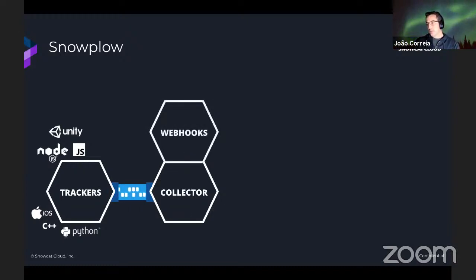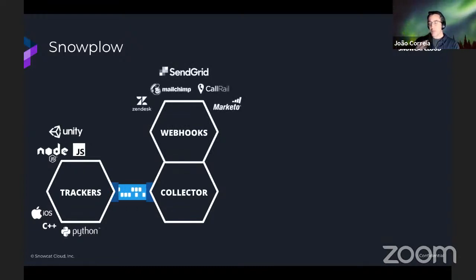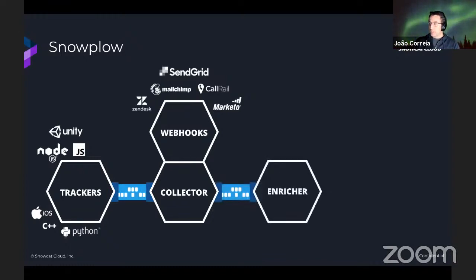Tied to the collector, we also have webhook support. Snowplow enables you to receive events not just from their own trackers, but also from third parties. So if you want to post an event with a particular payload, you can. And this happens in near real time. Snowplow is by nature a real-time data pipeline, an event pipeline.